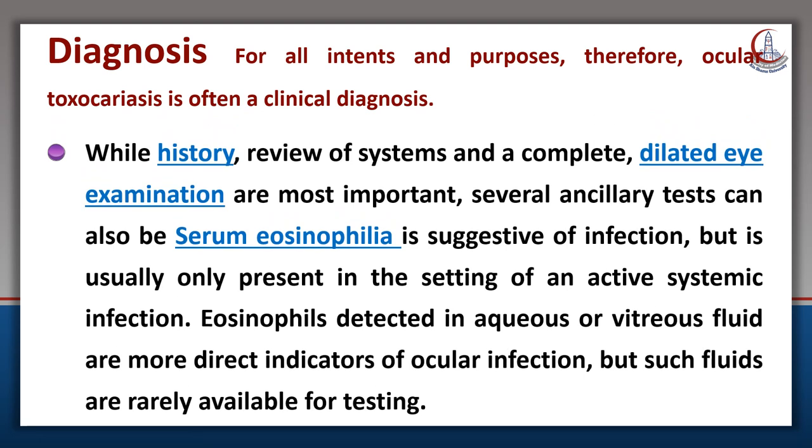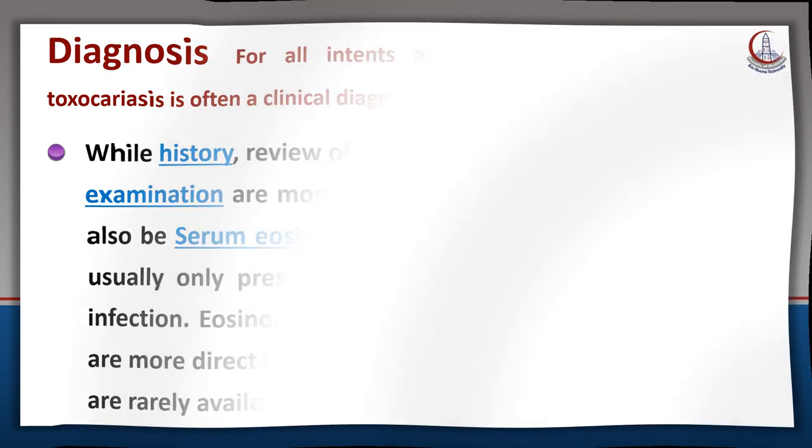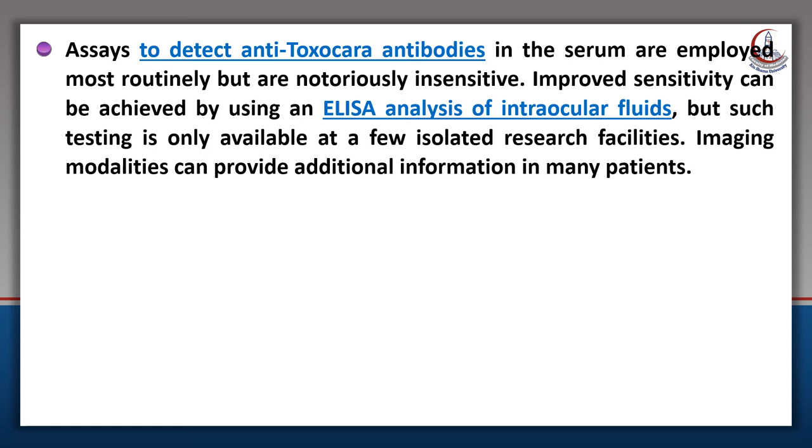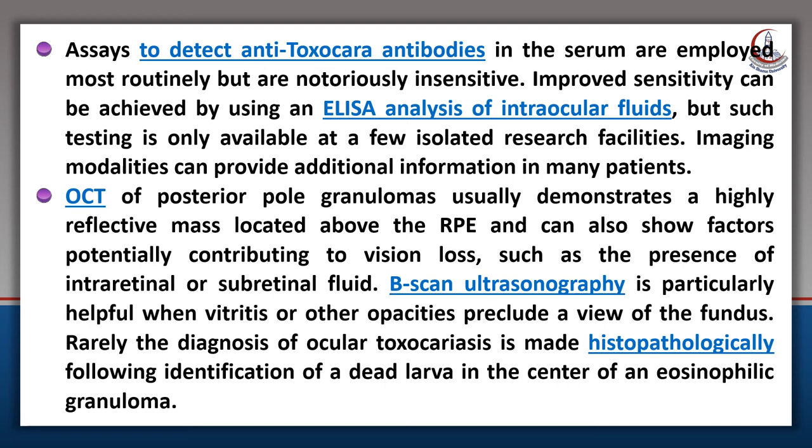So diagnosis is often a clinical diagnosis: history taking, exposure to animals, especially puppies, dilated fundus examination. Serum eosinophilia is suggestive of infection, but is usually only present in cases of active infection. Eosinophils can be detected in aqueous or vitreous fluid, but this is for research purposes. And anti-Toxocara antibodies, but it is not a very sensitive test. Better sensitivity can be achieved by using ELISA, enzyme-linked immunosorbent assay, of intraocular fluid. Also, B-scan ultrasonography, optical coherence tomography, and histopathology are tools.